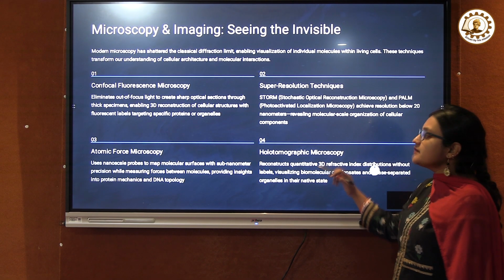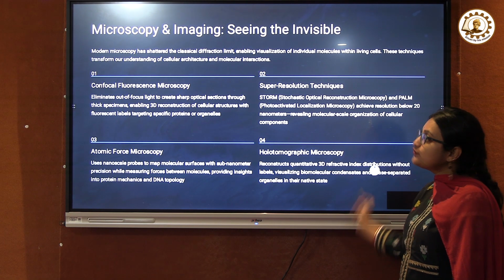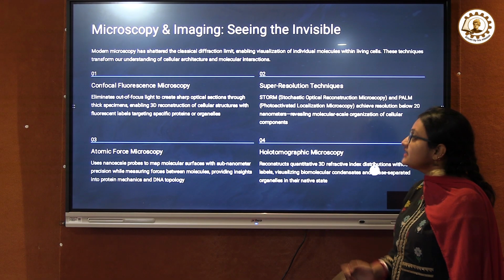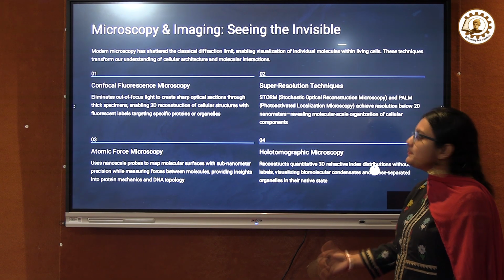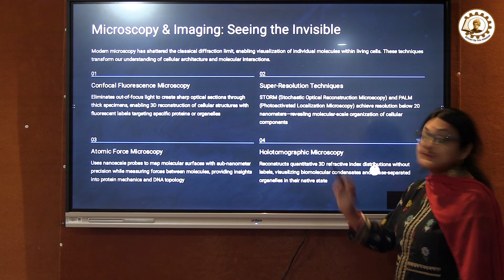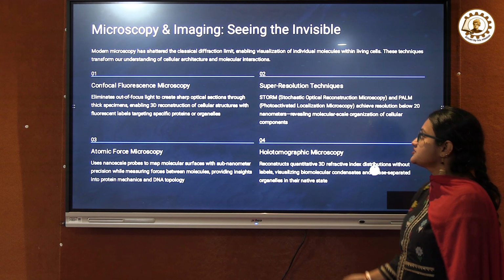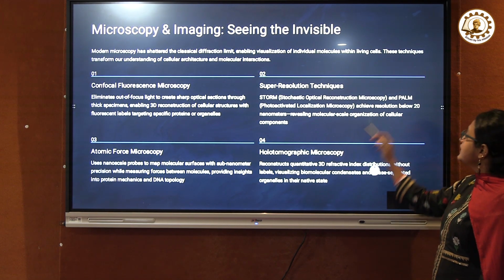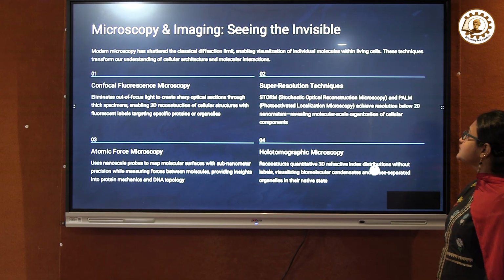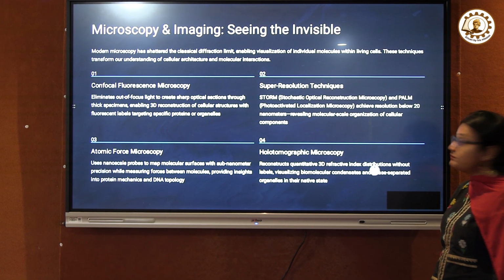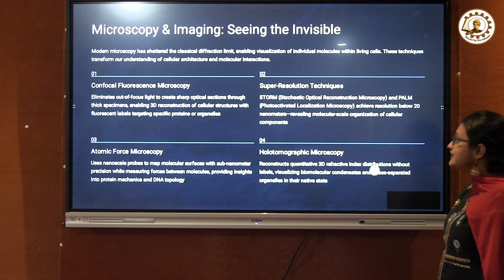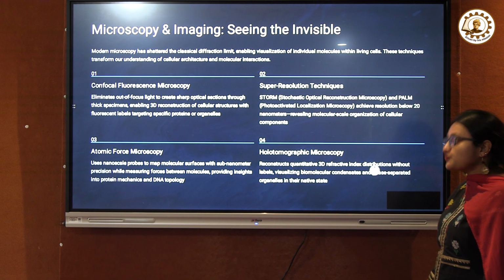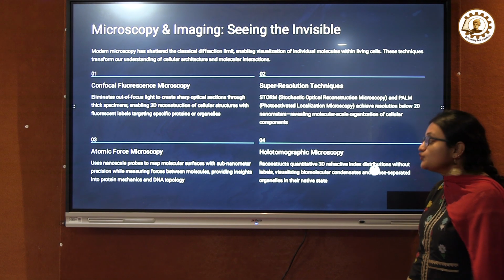There are some important microscopies, like confocal fluorescence microscopy, which eliminates out-of-focus light to create sharp optical sections for better observation, enabling 3D reconstruction. Super-resolution techniques like STORM and PALM achieve resolution below 20 nanometers, revealing the molecular-scale organization of cellular components. Atomic force microscopy uses nanoscale probes.